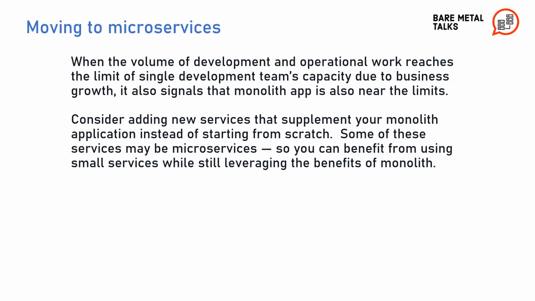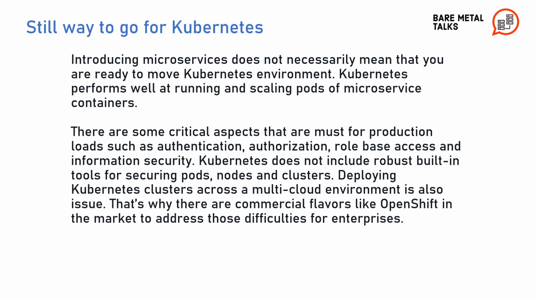Consider adding new services that supplement your monolith application instead of starting from scratch. Some of these services may be microservices, so you can benefit from using small services while still leveraging the benefits of the monolith. Introducing microservices does not necessarily mean that you are ready to move to a Kubernetes environment. Kubernetes performs well at running and scaling pods of microservice containers. There are some critical aspects that are a must for production loads, such as authentication, authorization, role-based access, and information security.